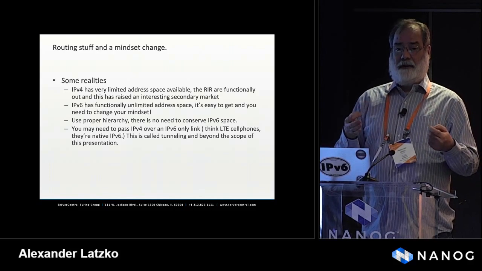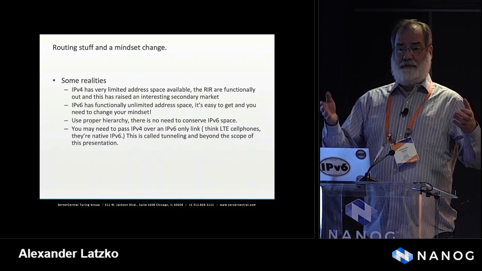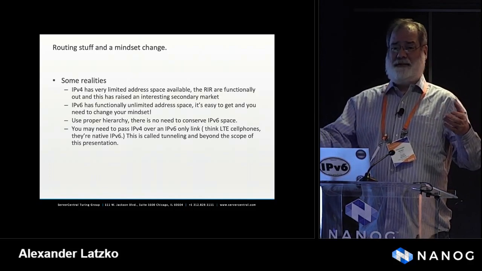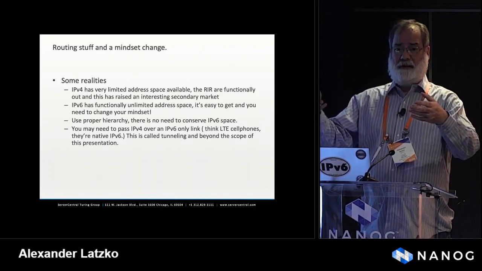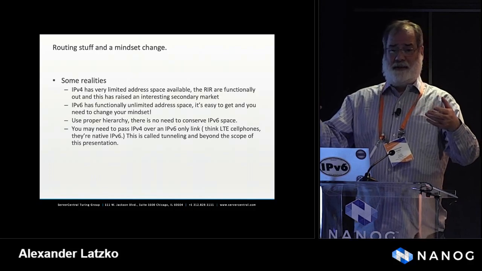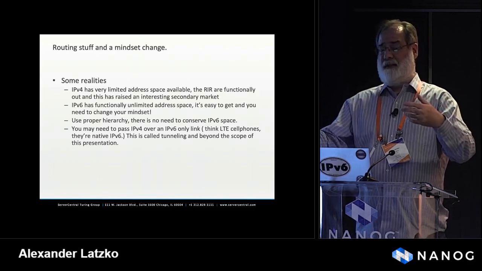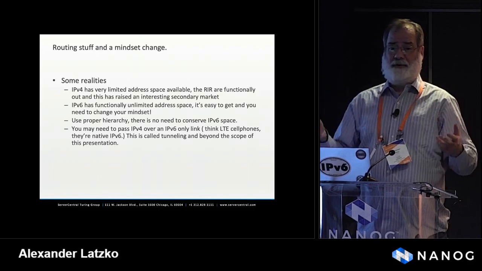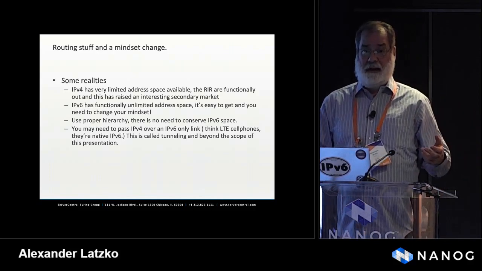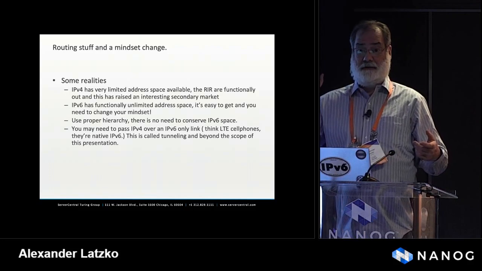Use a proper hierarchy. You have a /32, give each of your pops a /36, and then give your super regions bigger blocks. So if you have a /32, you can comfortably have about 48 pops with enough space to populate the world a couple of times over. And that's before you get down to your end addressing.